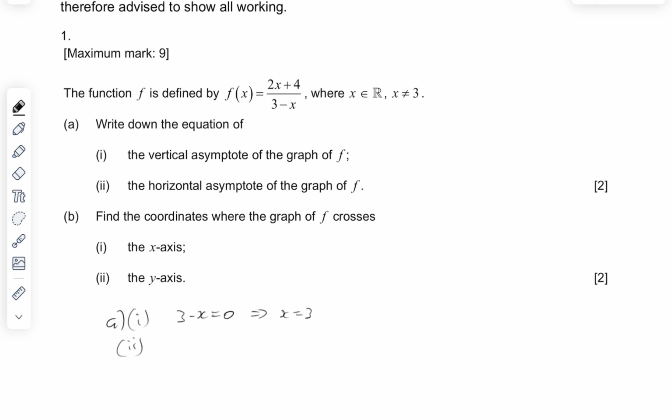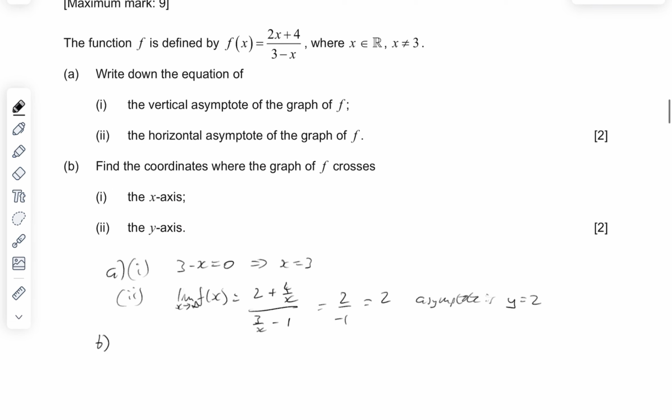Horizontal asymptote, so the limit as x tends to infinity of f of x. Divide numerator and denominator by x, that's the biggest power, so it becomes 2 plus 4 over x, over 3 over x subtract 1. Then as x goes to infinity, this goes to 0, this goes to 0, we get left with 2 over negative 1, which equals negative 2. The asymptote is y equals negative 2.